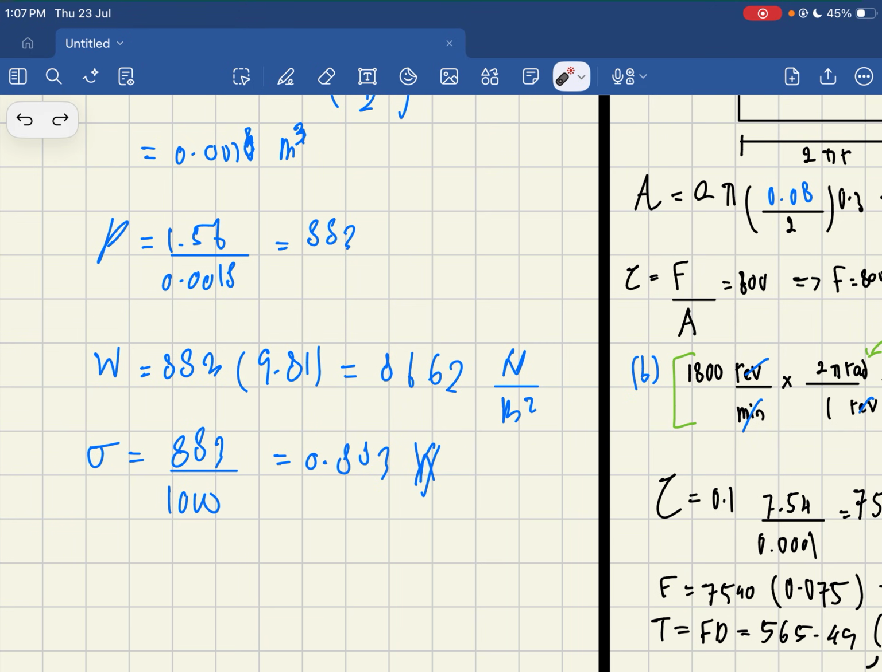And the specific gravity, denoted as sigma, is the density of the substance that we want to analyze, divided by the density of water if you make water the reference. In general, we use water as a reference. So we will get 0.883.